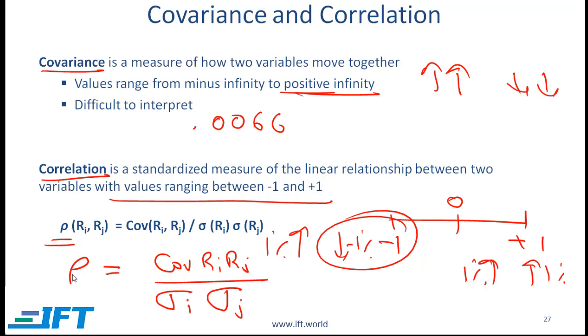From this formula, you can also see that covariance between the returns on two stocks is equal to the correlation times the standard deviation of the first stock times the standard deviation of the second stock. So this formula is important to memorize. It allows you to move between covariance and correlation.